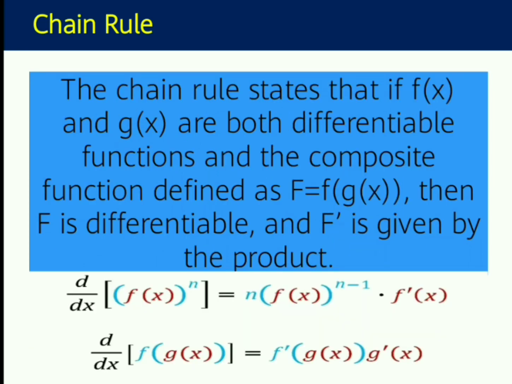Chain rule. The chain rule states that if f of x and g of x are both differentiable functions and the composite function is defined as h is equal to f of g of x, then h is differentiable and h prime is given by the product.